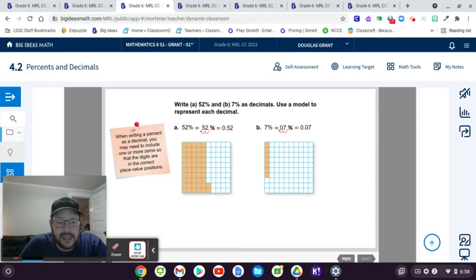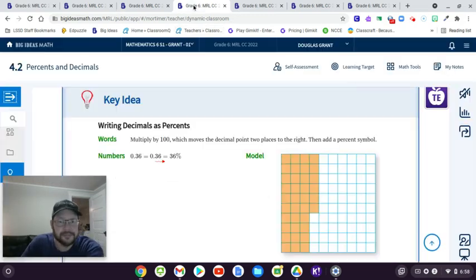Okay, if you have like 7.4%, you'd still move the decimal over 2 spots. It'd be 0.074 if you're doing a decimal, which you're going to have on some of the homework problems. Okay, let's move on to another example.